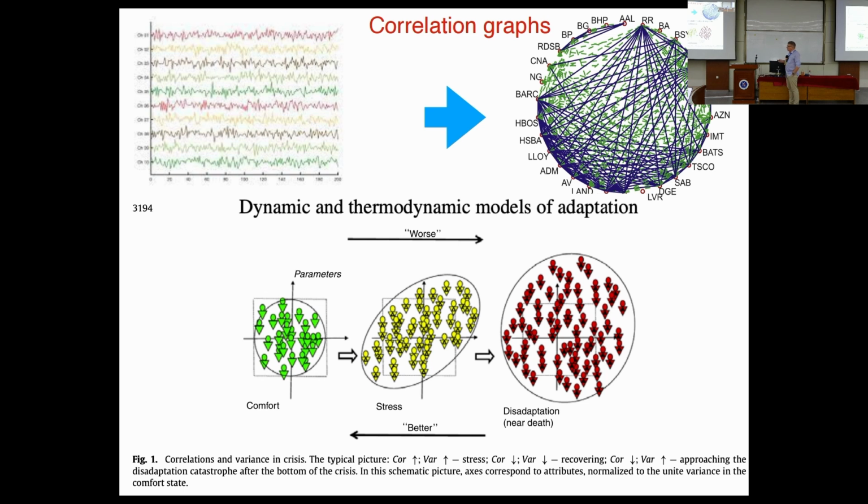Before the catastrophe, we have an increase in the correlation and an increase in the variance. After the catastrophe, after the onset of the disease, if it's a case of disadaptation, so the system didn't manage to adapt, the correlations are lost, but the variance is still very large. So one can use correlation graphs, but this can be used only if you have time series. What to do if you don't have time series? You have just the parameters.